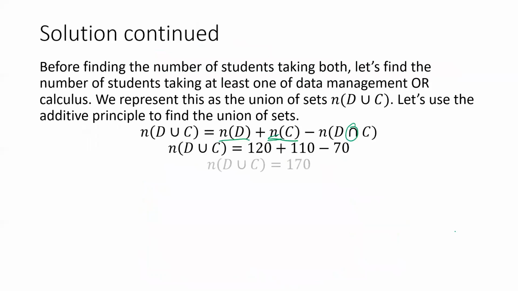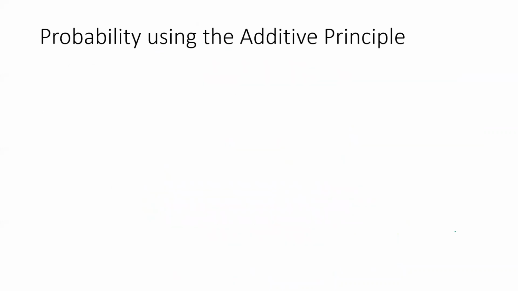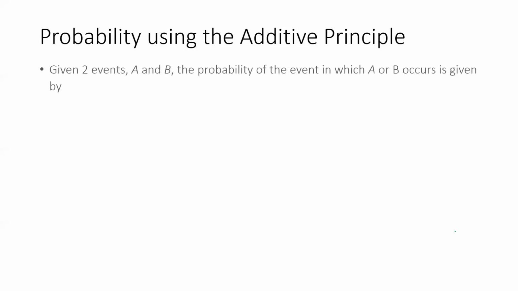Okay, so I hope that kind of makes sense. All we do is work backwards there. So obviously the number of students that are taking neither one of the courses, calculus nor data management, is 30. And that's it. So let's look at how this connects with probability, because this is the part where people get a little confused. They're like, this makes sense, maybe, hopefully, but you don't really get the connection with probability. So now we're going to connect it up.